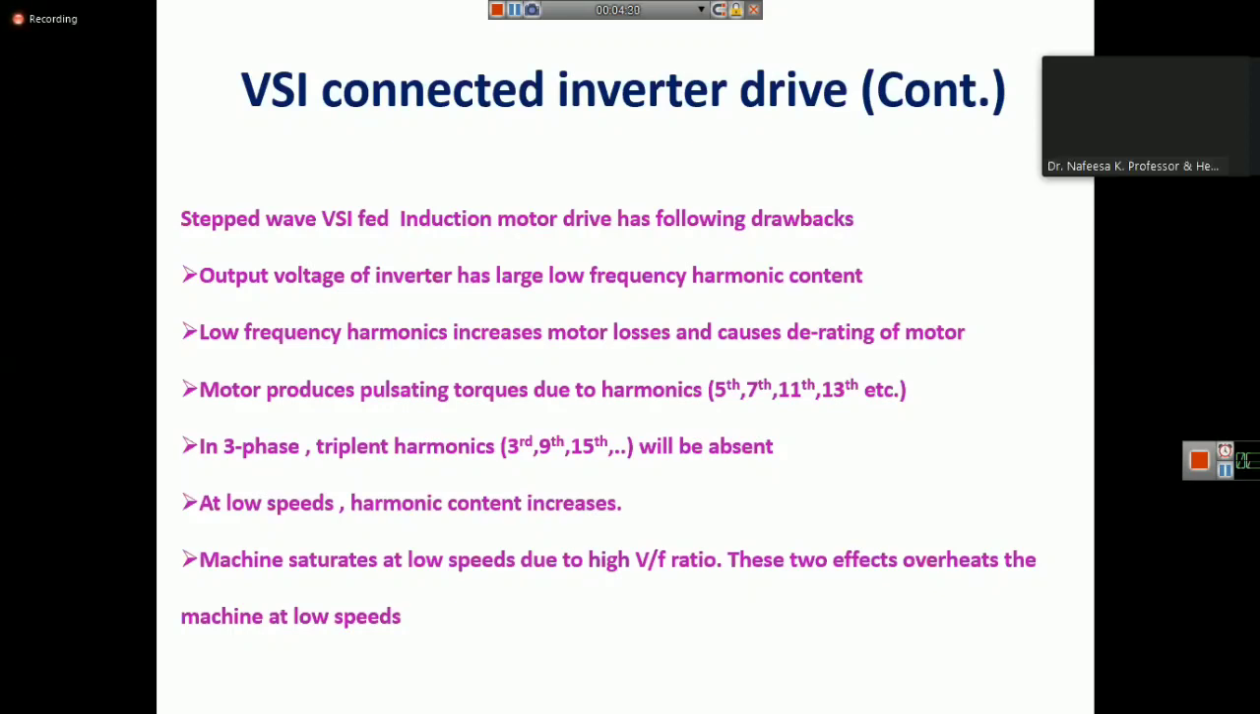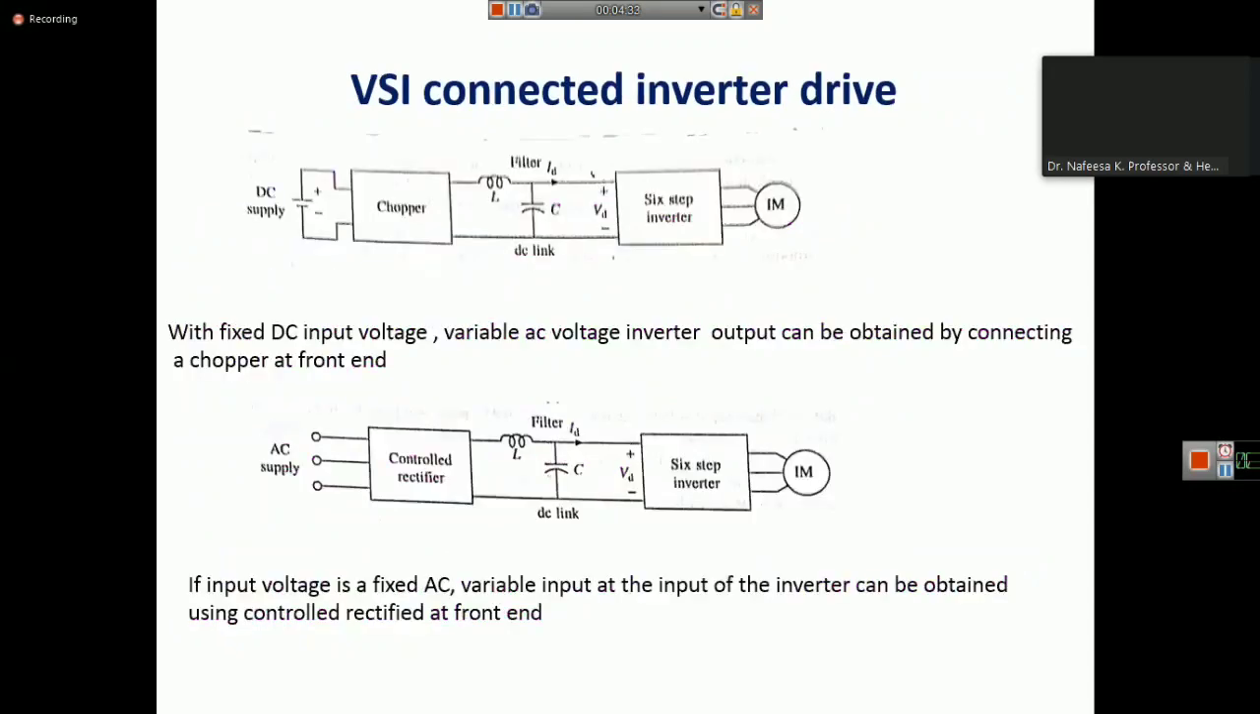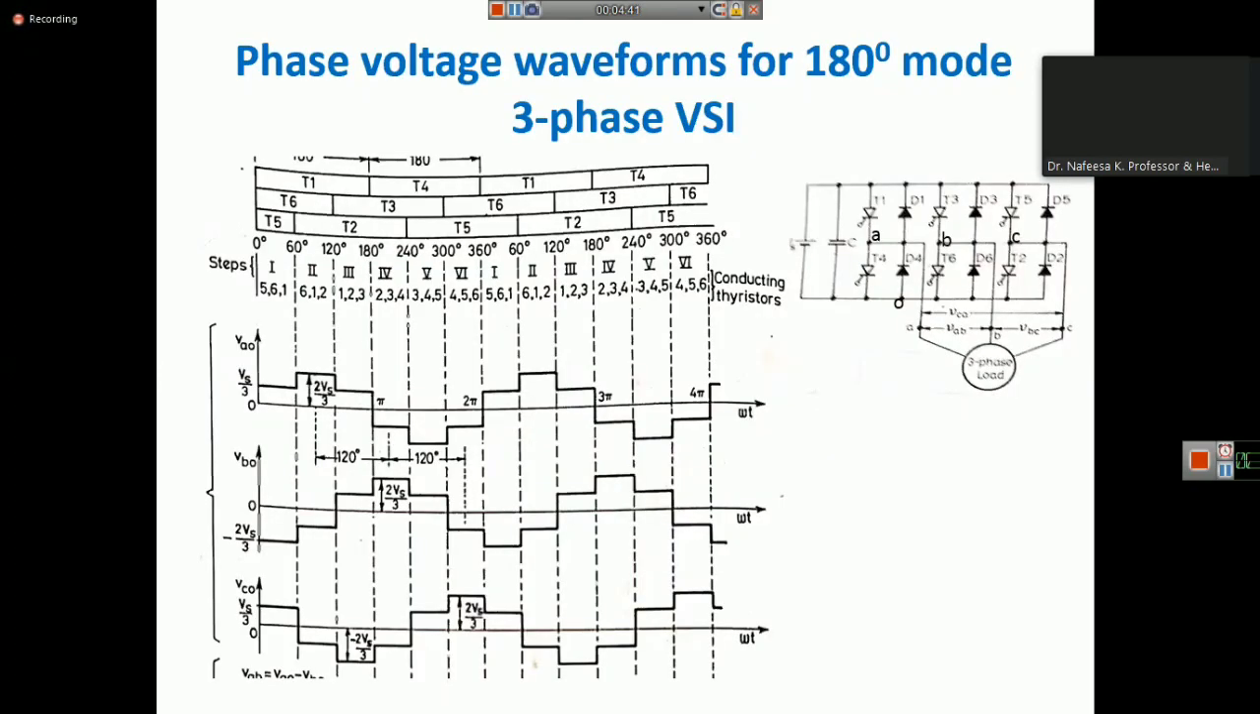Actually, as I said, in 180-degree mode of operation, each thyristor conducts for 180 degrees. In the other 180 degrees, the switch will be off. One cycle is 360 degrees. So a thyristor conducts for 180 degrees means that is the on period of that particular switch. Off period plus on period, the total time period, is 360. So if the on period is 10 milliseconds, the total time period T is 20 milliseconds, and frequency is 1 by T. So you will get frequency like that.